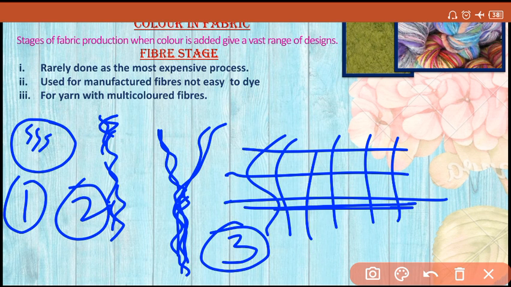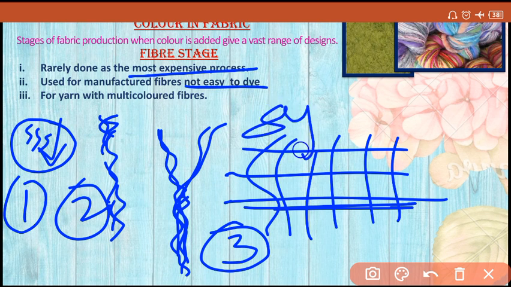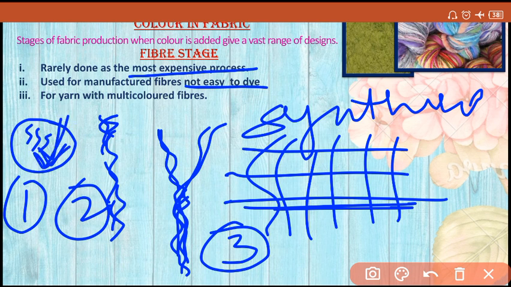When we dye a fiber, this is the first stage and it is the most expensive process. Why is it expensive? Because when we color the fiber, how many colors do you need in a fabric? You have to make use of so many dyes. Then the manufactured fabrics which are not easy to dye, for example the synthetics, nylon, polyester, they are not easy to dye, they don't absorb water. Here what we do, we dye the fiber itself, the fabric is dyed then.